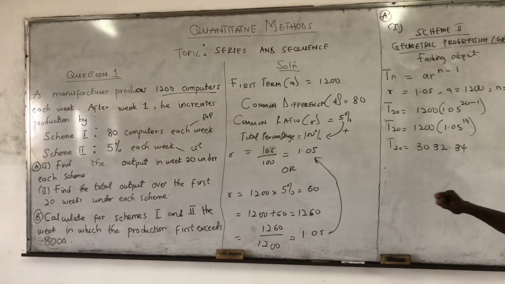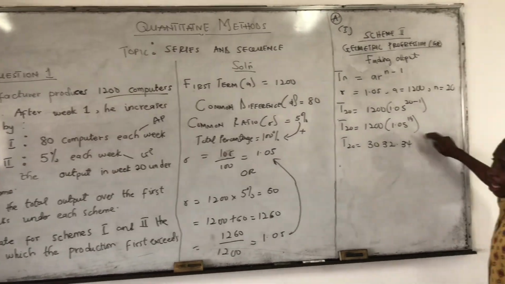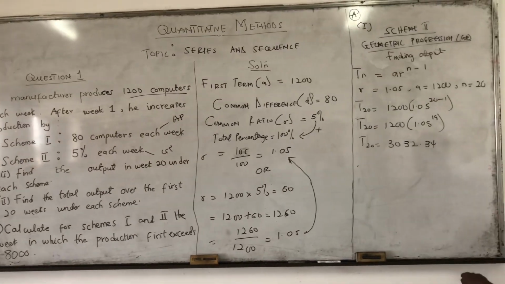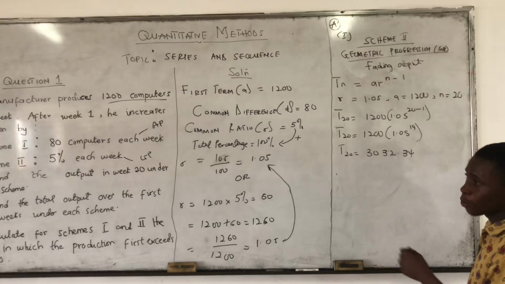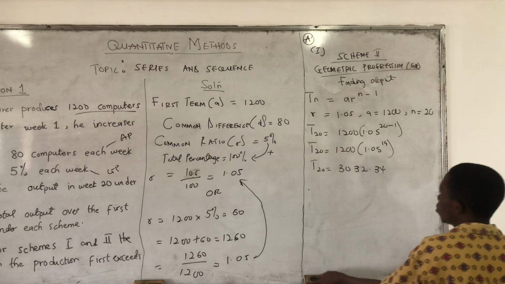So finding the output in week 20 under each scheme, for Scheme 2 we are getting this. So we move on to part B. With part B, to the same understanding, we are going to find total output using Scheme 1 and also Scheme 2.